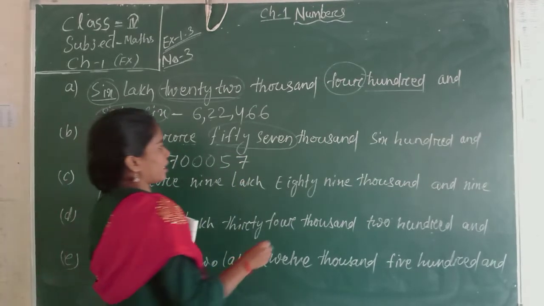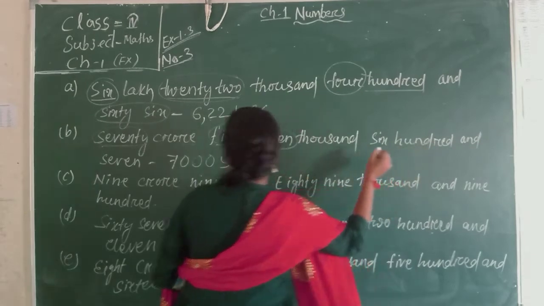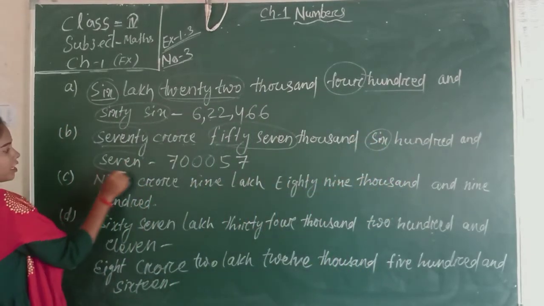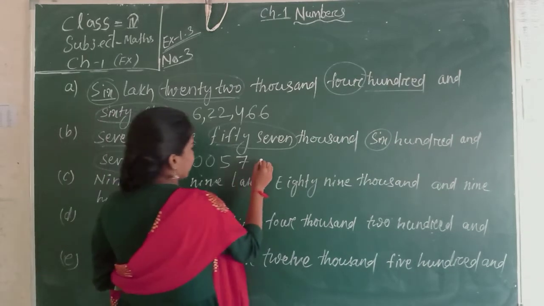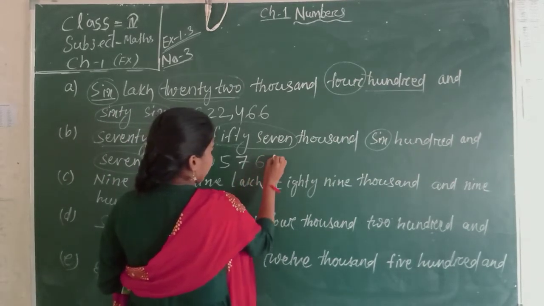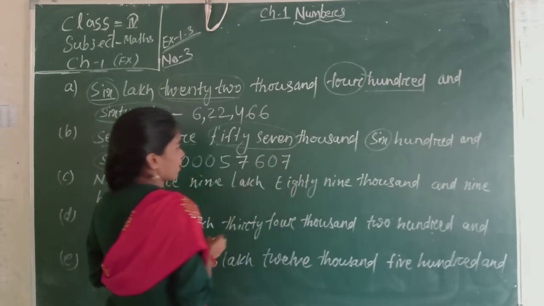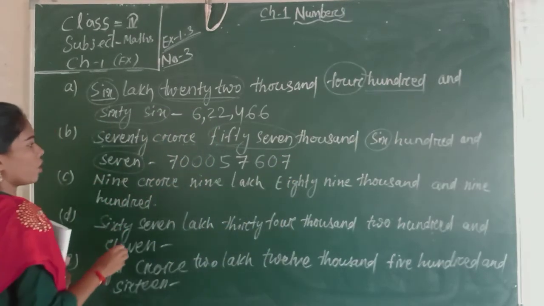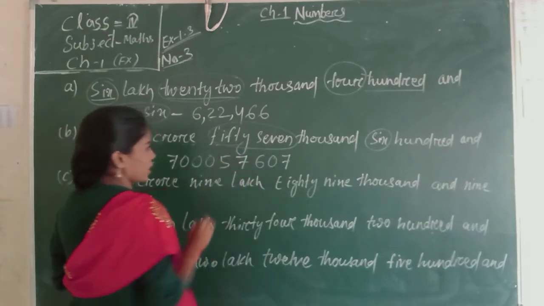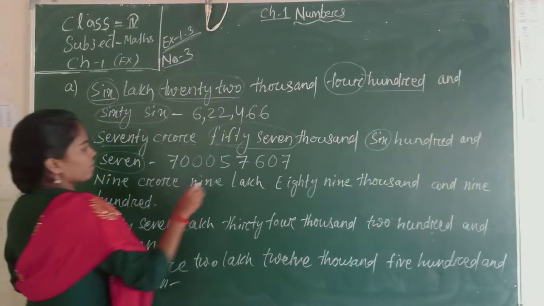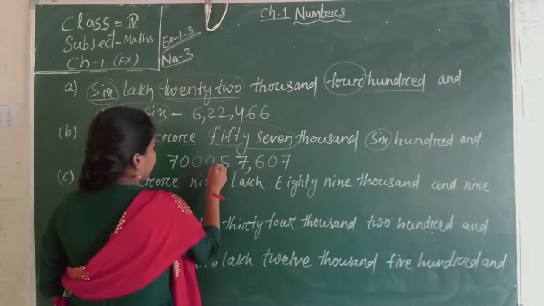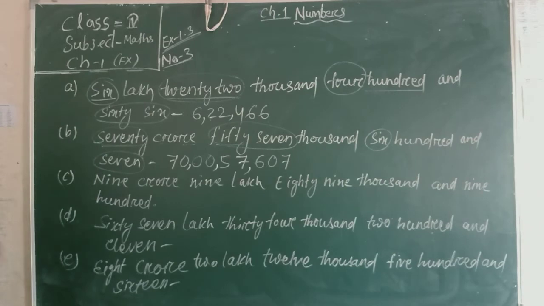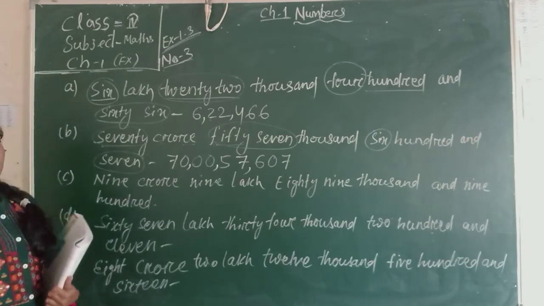Next, in the ones period there is 600 and 7. So how can you write it? 607, because there is no tens place, so you have to write 0 for the tens place. Now put the comma, first after 3 digits, next after 2 digits. Okay, next come to the C now.